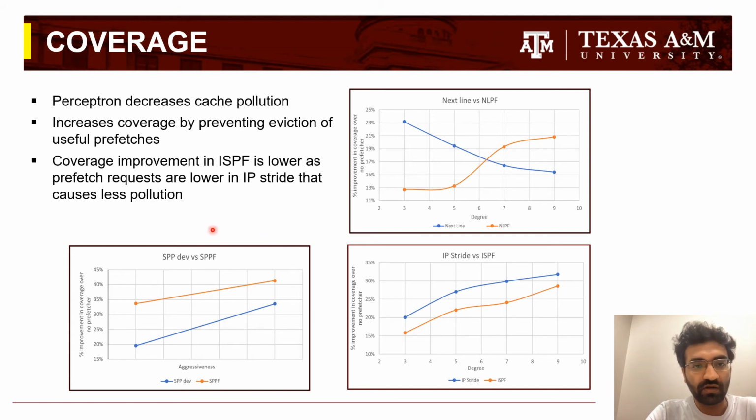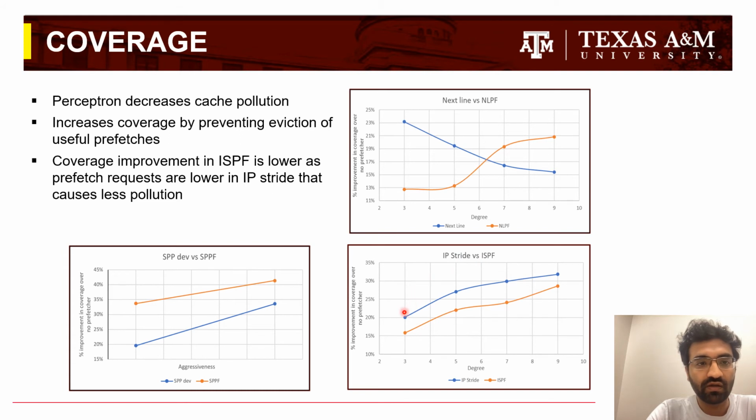SPP-Dev shows a similar trend to the next line, because SPP-Dev again is a very aggressive prefetcher and sends a lot of prefetch requests. A similar trend is observed with the SPP-F here, and the coverage increases as we increase the degree because filtration is more accurate now. The last is the IP stride.